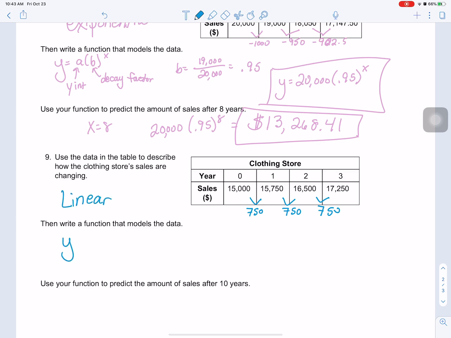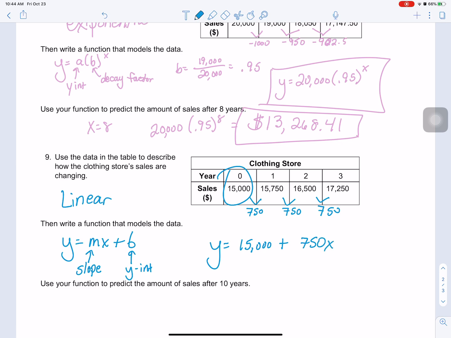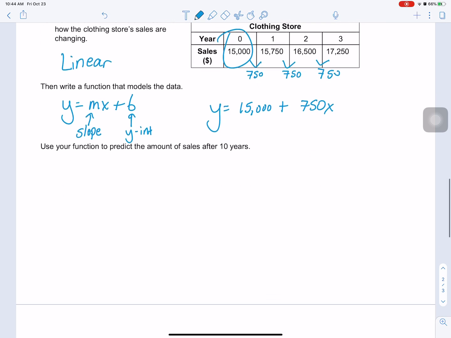And remember, linear is y equals mx plus b. M is your slope, or that's how much we're changing by, so 750. And this is the y-intercept. And that y-intercept happens when year 0 or x equals 0. So y equals 15,000 plus 750x. Or you could have had 750x plus 15,000. I just wrote the 15,000 first.